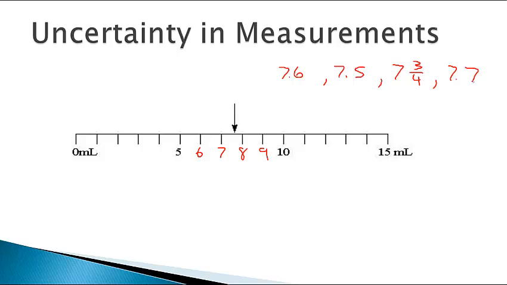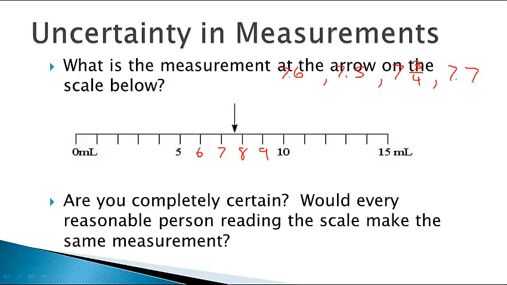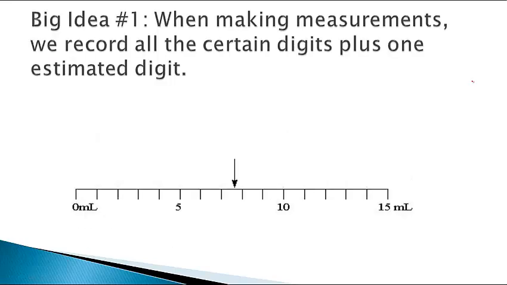The answer is, no one is exactly right. Whenever we make a measurement, there's always uncertainty in that last digit. Okay, we always record the digits we know for sure. We know for sure that this is somewhere between 7 and 8. So we know for sure that the first digit is 7. And then as far as the 10th place goes, there's some uncertainty there. Okay, there's always uncertainty in the last digit. Not every reasonable person is going to say the same thing.